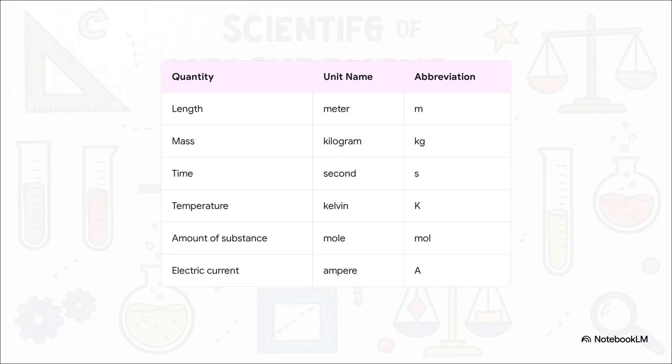Yeah, and what's so wild is how they're defined. It's not like there's a special platinum ruler locked in a vault somewhere anymore. Nope. These are based on universal constants of nature. The meter, for instance, is defined by the speed of light, and the second is defined by the vibrations of a cesium atom. That means they're exactly the same everywhere in the universe. How cool is that? Right.